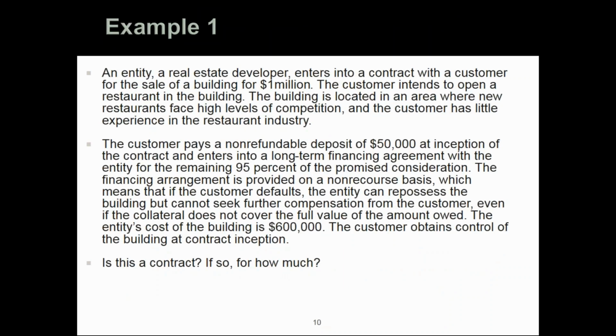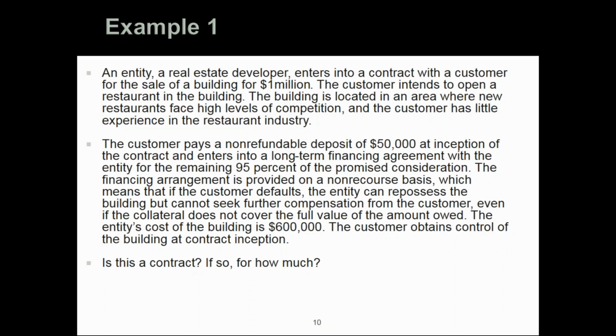So let's take a look at an example. So in example 1, an entity is a real estate developer, and they enter into a contract for a $1 million building. The customer is going to open a restaurant. There's a lot of competition in this area where the restaurant is. The customer isn't particularly experienced in the industry. They've paid us a non-refundable deposit of $50,000 at the inception of the contract, and we've got a long-term financing agreement for the remaining 95%. And the question is really, do we have a contract? If so, how much? And what is the revenue that we would recognize?